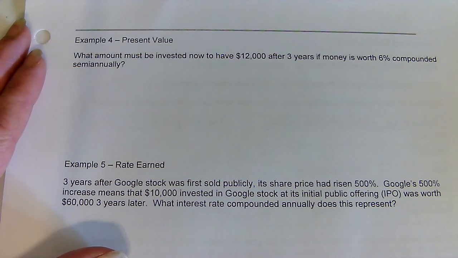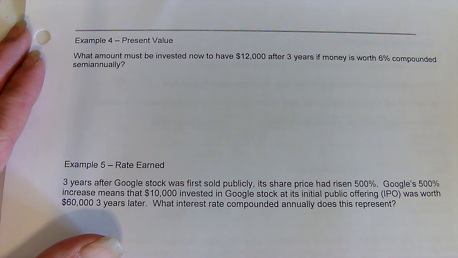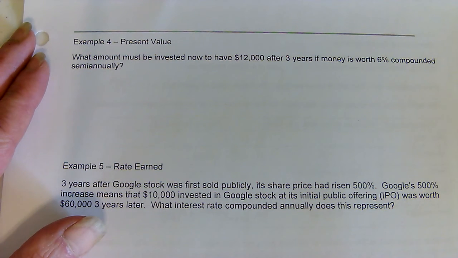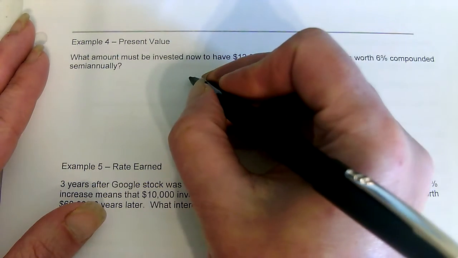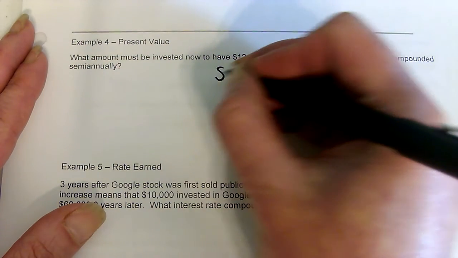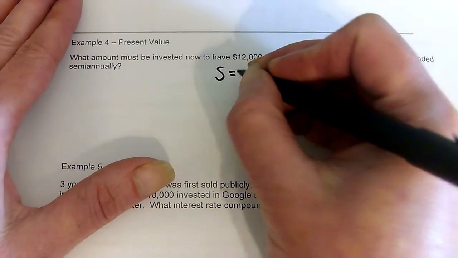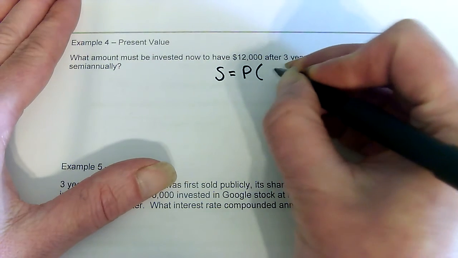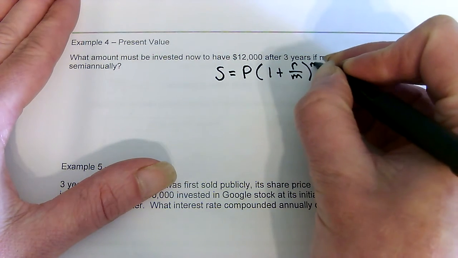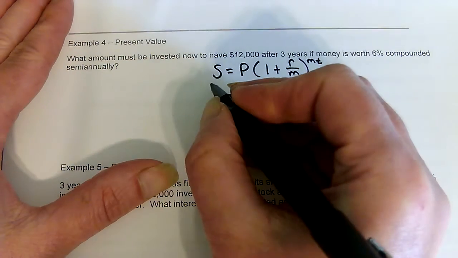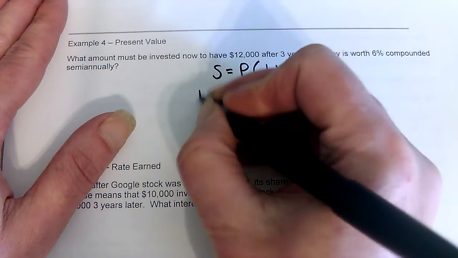Present value. What amount must be invested now to have $12,000 after 3 years if the money is worth 6% compounded semi-annually? So I'm going to do this 2 ways. Let's start with the formula S equals P (1 plus R divided by M) to the MT. The future amount is $12,000.